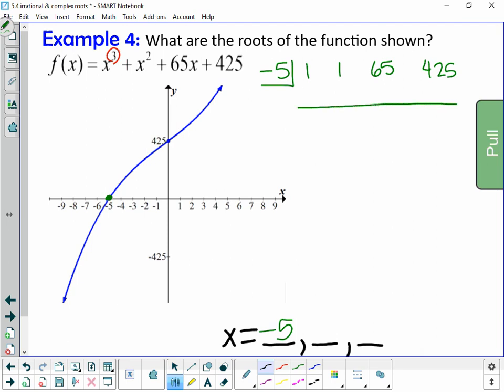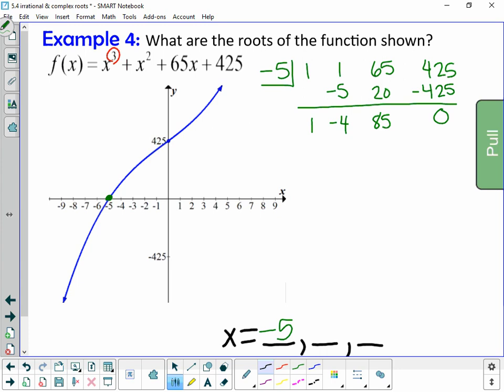So here's our setup. We drop down that first column, multiply by negative 5, and put it in the next column over. We add this column up and we get negative 4. Negative 4 times negative 5 is positive 20. We put that in the next column and we add this column up to get 85. We multiply 85 by negative 5 to get negative 425. And when we add that up, we get 0. That means we were correct about a root being negative 5. That's confirmation that our assumption that negative 5 was a root is correct.